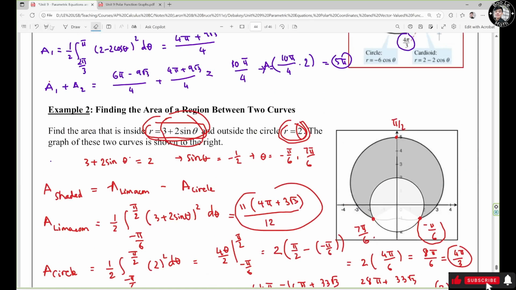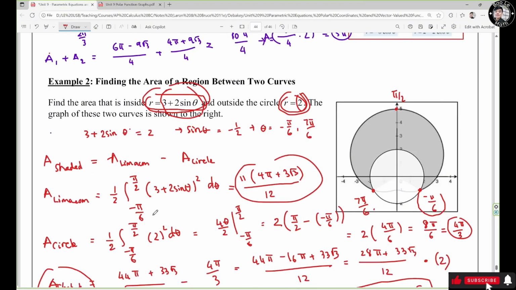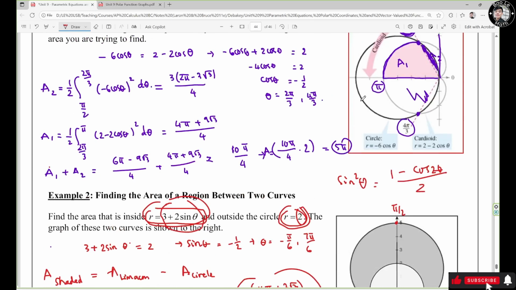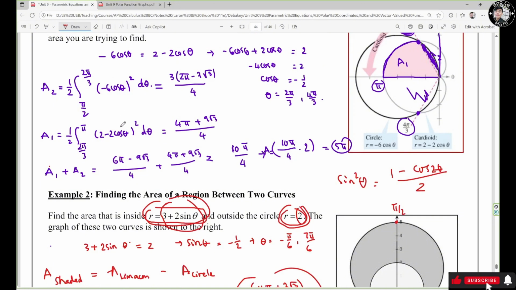Now remember that example number 1 and example number 2 can be calculated without using a calculator. Example number 2, very simple, you just use the complete square formula and you expand this one. And remember we have sine squared theta equals 1 minus cosine 2 theta divided by 2. Now for the first example right here, you have cosine squared theta equals 1 plus cosine 2 theta divided by 2.